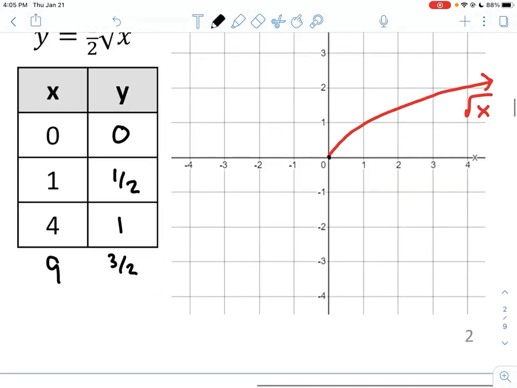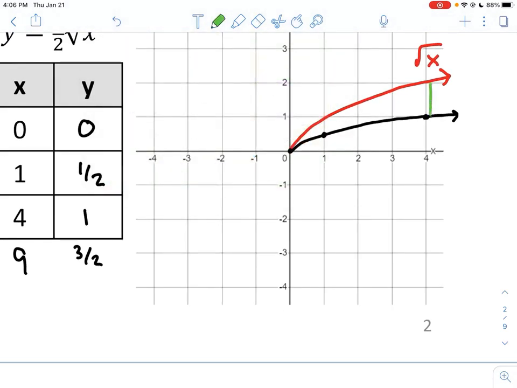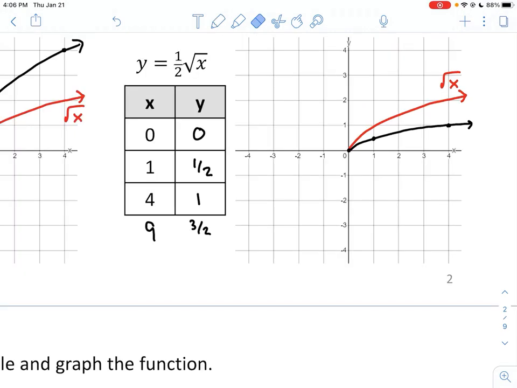So 0, 0 is still there. But instead of 1, 1, I'm now going through 1, 1 half. Instead of 4, 2, I'm going through 4, 1. All of the heights have been cut in half. When x is 4, the red graph was 2 units high, but the black graph is half of that. Over here, when x is 1, the red graph was 1 unit above the x-axis, but the black graph is only half of that. This is why I call this a vertical compression.